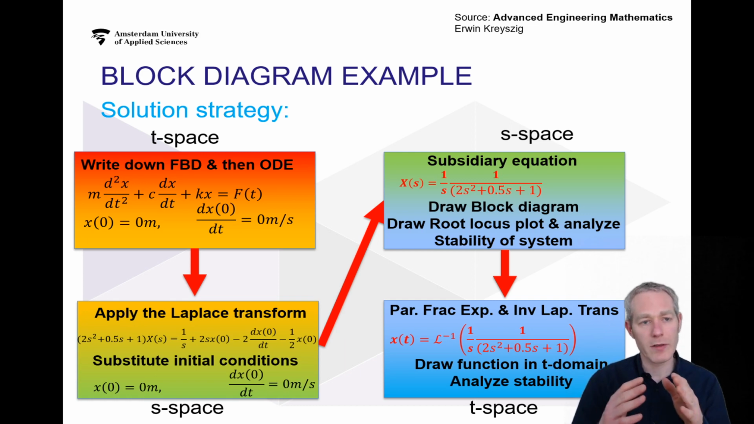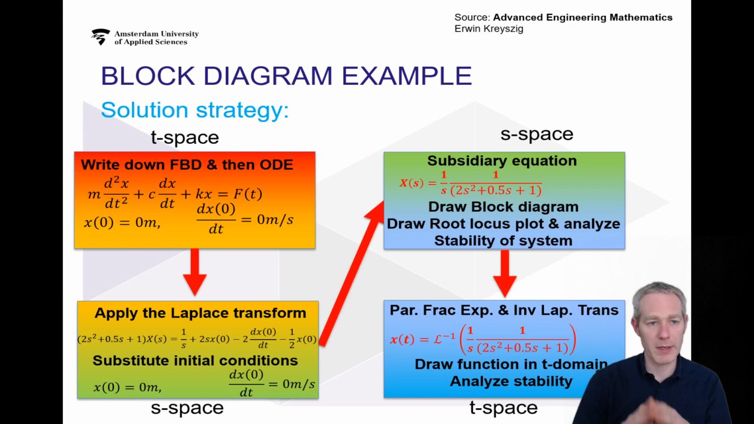But if we have our function in the S domain, we can also look at stability, look at root locus plots, even Bode diagrams, and that will tell us something about the frequency response of our system and the stability of our system. The root locus plot is especially good to see, well, what if our parameters change a bit? If the mass changes or the spring changes a bit, will our system still remain stable? All right, so this is usually the solution strategy.